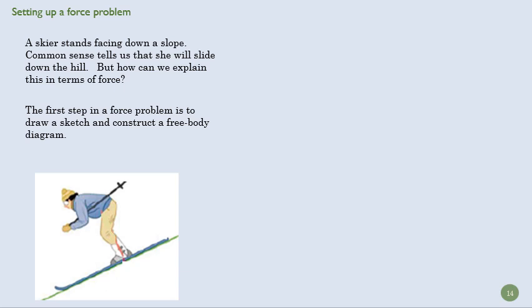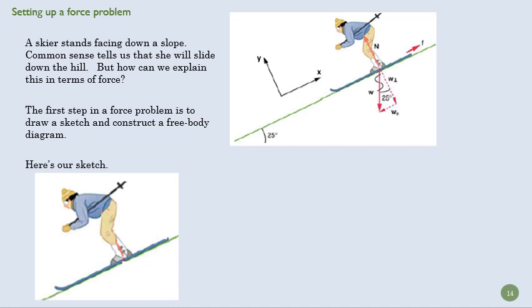Okay, so the first step is to draw a sketch and construct a free body diagram. So here's our sketch. We draw our skier, and none of us can draw this well, or maybe I shouldn't say that. I can't draw this well, so I used one from the book. But we can see here, what do we got? What are our forces here?